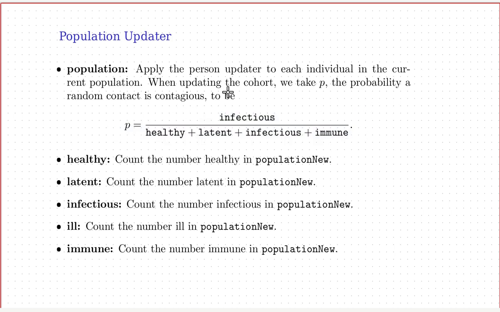For every person. Having updated the population, then we just update the numbers, right? The tallies of all the healthy, latent, infectious, and ill. So we just count the number of each in the new version of the population attribute.